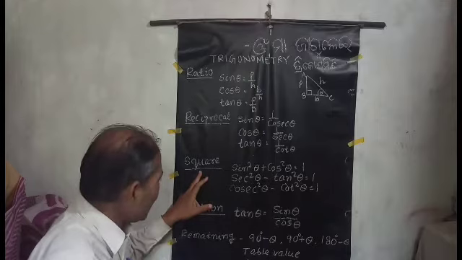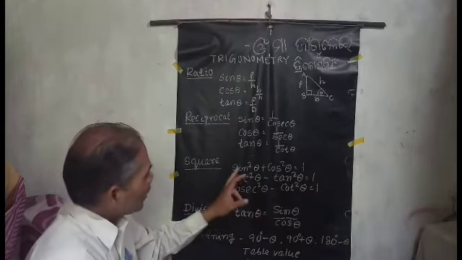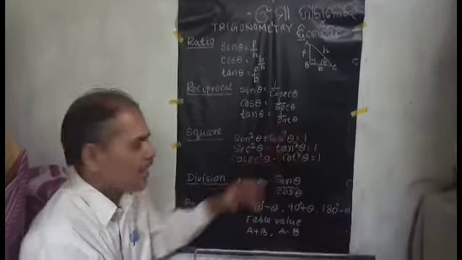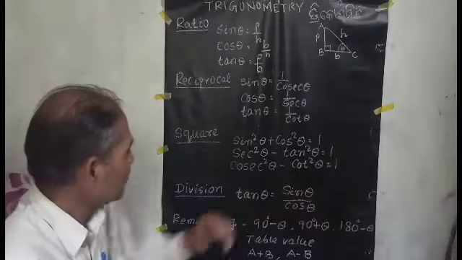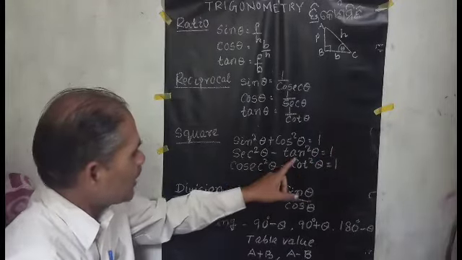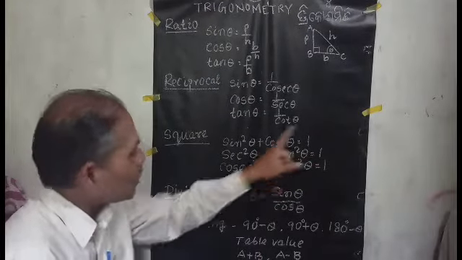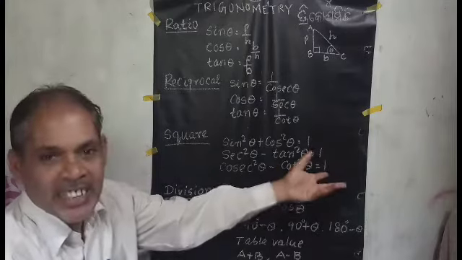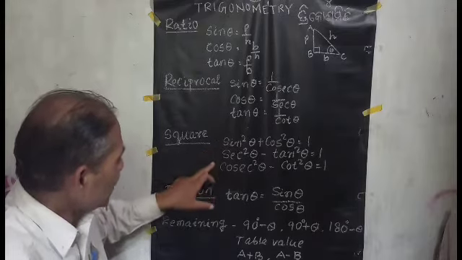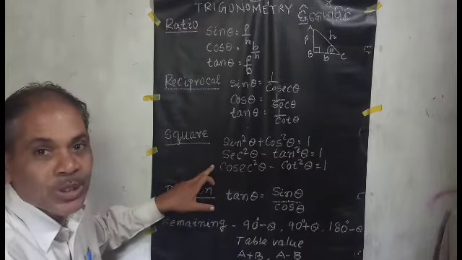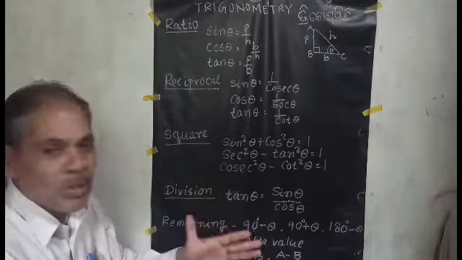Then comes the square side. Sin square theta plus cos square theta is equal to 1. So sin square theta is equal to 1 minus cos square theta. Cos square theta is equal to 1 minus sin square theta. Sec square theta minus tan square theta is equal to 1. We derive sec square theta minus 1 is equal to tan square theta. You change the side and get another formula. So these three formulas deduce another 2 and another 2. So this is the gist of the formulas.